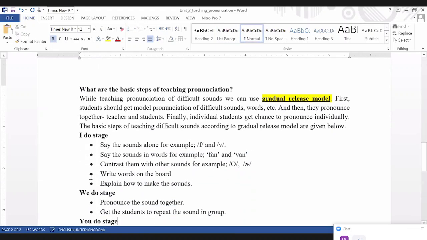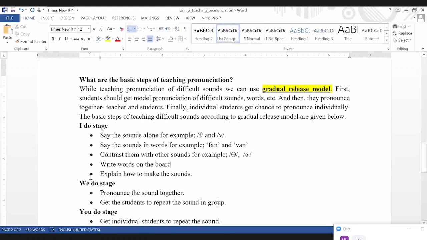First, I do, we do, and you do. Three stages. These three stages can also be used in teaching reading, but in pronunciation they are equally useful. I do stage.